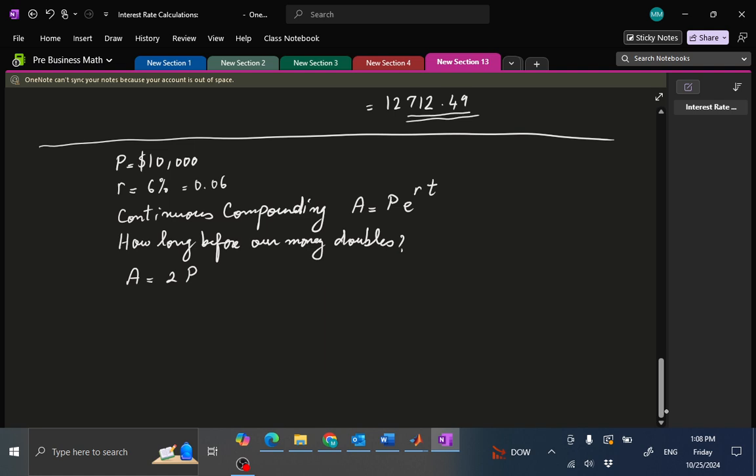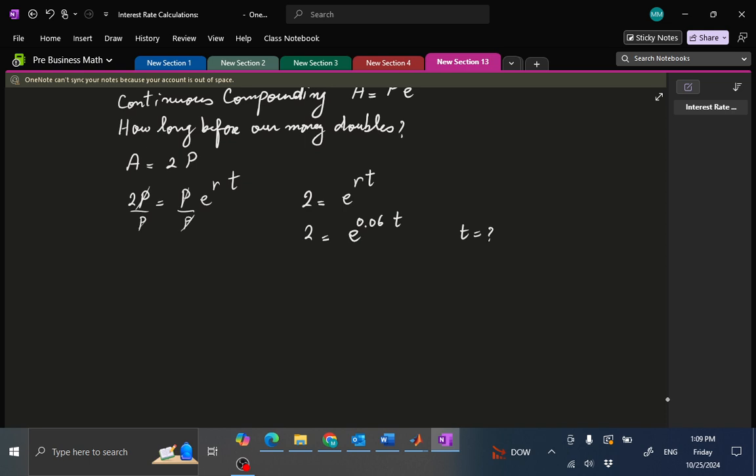So in this formula we have 2P equal to P times the exponential of rt. We can divide both sides by P, which simplifies to 2 equal to the exponential of rt. We have the r. In this case, we have the exponential of 0.06t. The question is, what is t in this case?